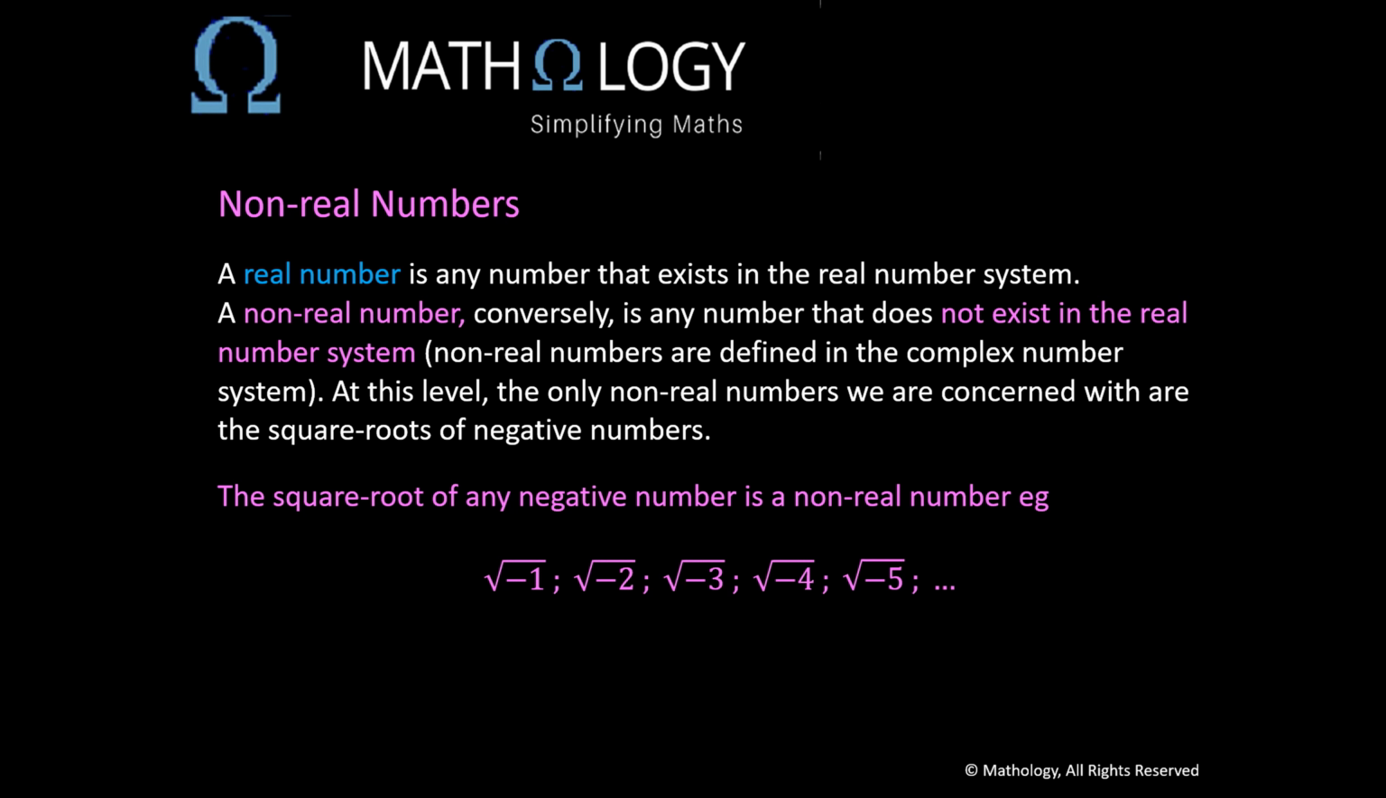For example, the square root of -1, the square root of -2, the square root of -3, etc., are all non-real numbers. While the square root of -2 is a non-real number, -√2 is a real number, since the minus sign is outside the root sign, and not underneath it.